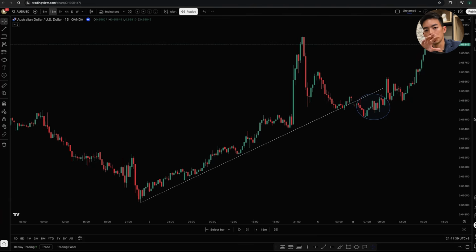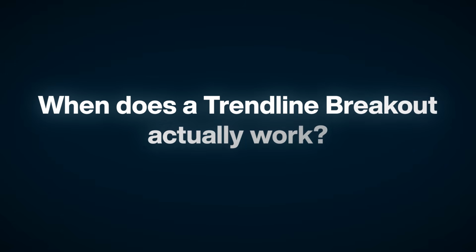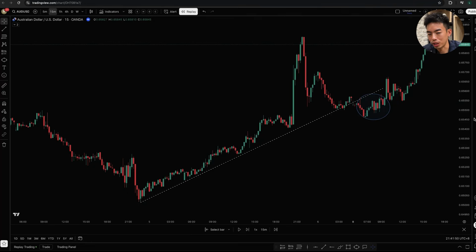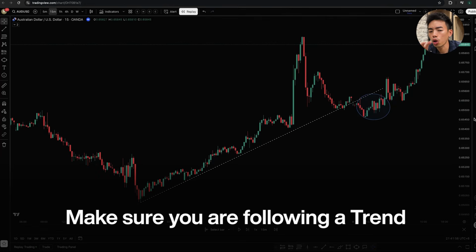Bigger players are getting their orders in, and slowly but surely price is going to go up sky high, just like this. So then the next question you would probably have is, when exactly does a trend line breakout actually work? The answer is pretty simple. You want to make sure that when you're trading a trend line breakout retest trade, you're actually following the trend.